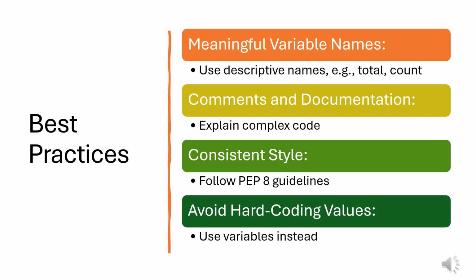Good coding practices make your code readable and maintainable. Use meaningful variable names so others can understand your code. Comment your code where necessary and follow the PEP8 style guide for Python. Avoid hard coding values. Instead, use variables or constants.